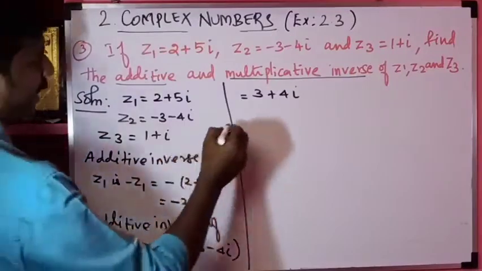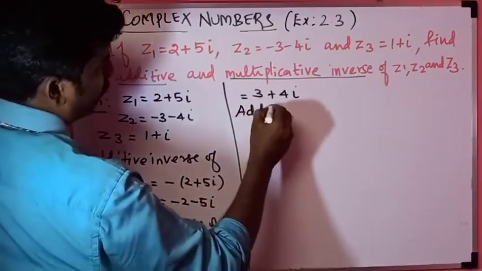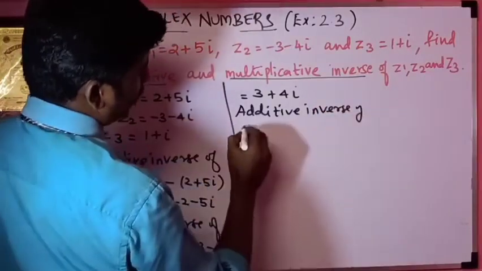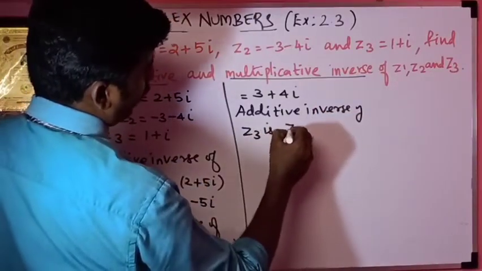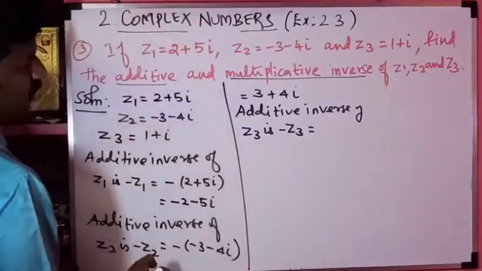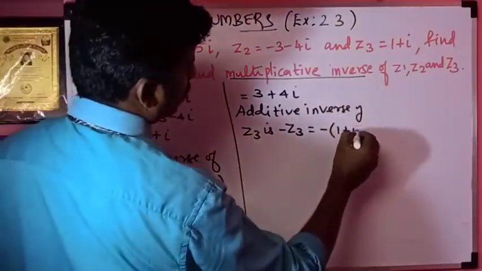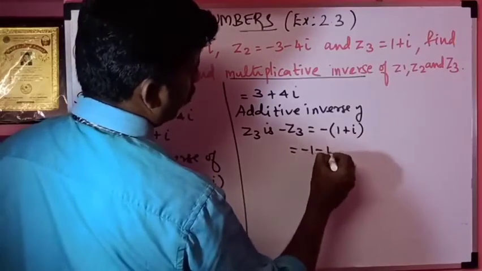Then the additive inverse of Z3, yeah? The additive inverse of Z3 is minus Z3, right? Which is equal to minus of, what is the Z3 value? It is 1 plus i, which is minus 1 minus i.